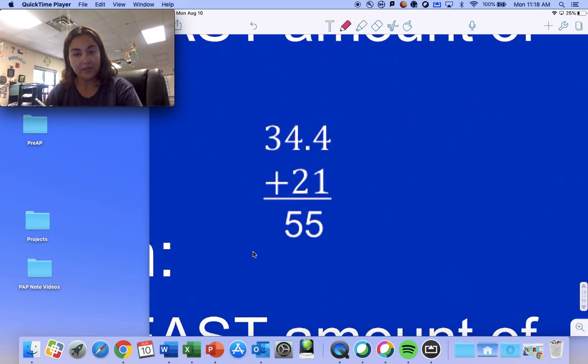34.4 has 1 decimal place. I can count decimal places by counting how many numbers come after the decimal. There's 1 decimal place in that number.